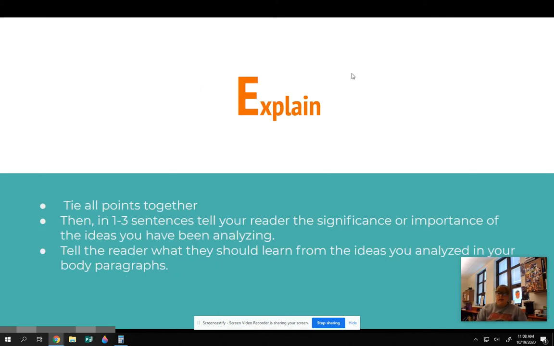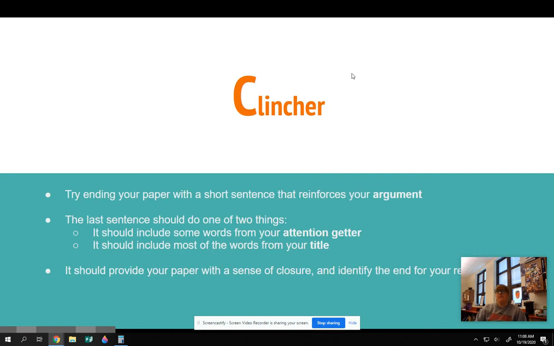Then you're going to explain all your main points. Why is this important? Okay, answer that question for your reader. Why should they care about what you're talking about? You need to just use 1 to 3 sentences. This can be a short section, but just remember to explain why it's important and why your topic matters.